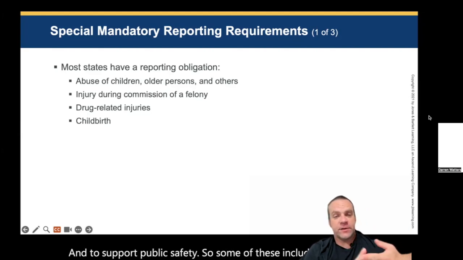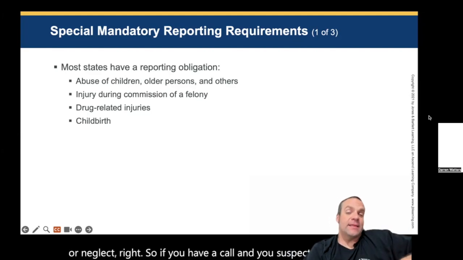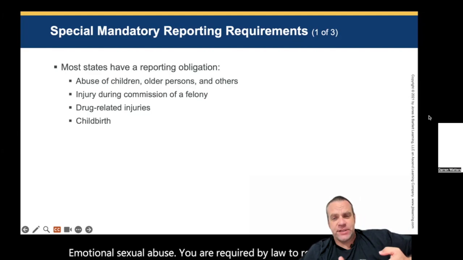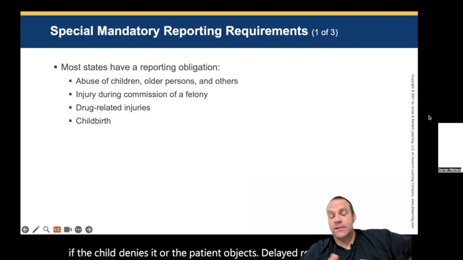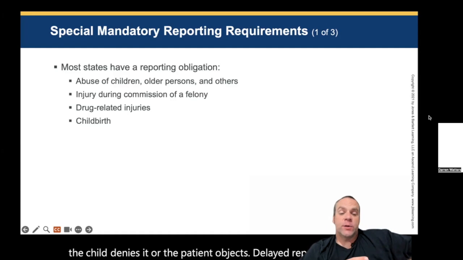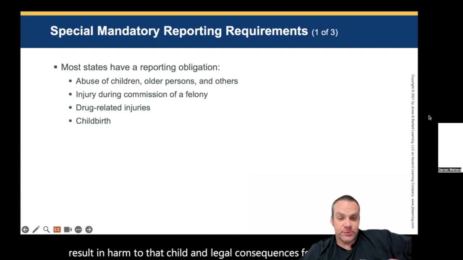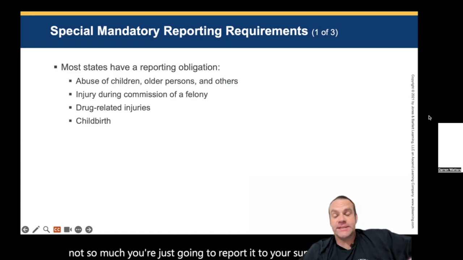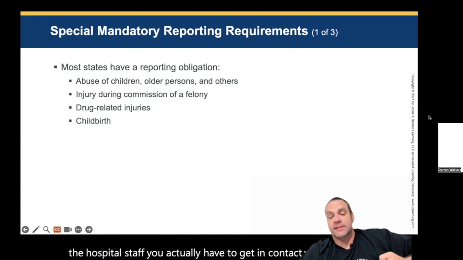So if you have a call and you suspect physical, emotional, sexual abuse, you are required by law to report it. Even if the child denies it or the patient objects, delayed reporting can result in harm to that child and legal consequences for you. So it's not so much you're just going to report it to your supervisor or to the hospital staff. You actually have to get in contact with, in this case, CPS, Child Protective Services, and make a report about it.